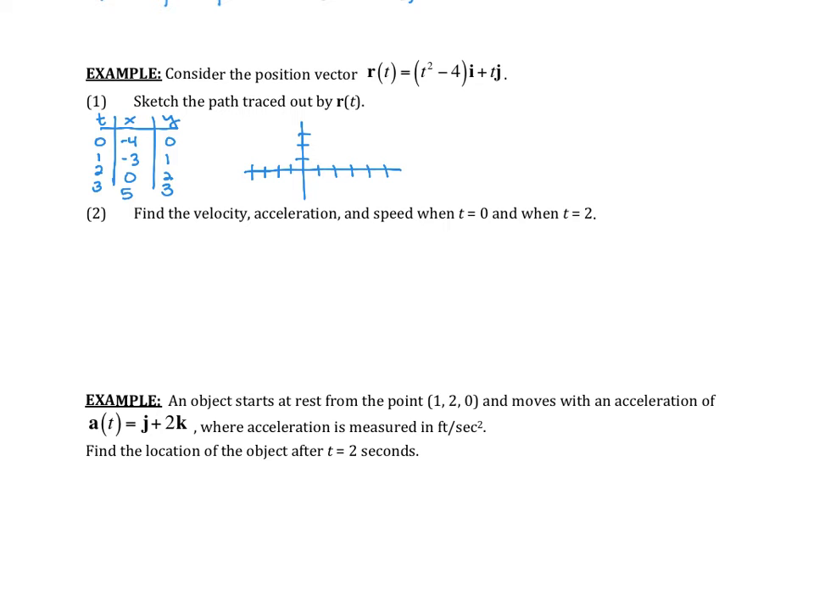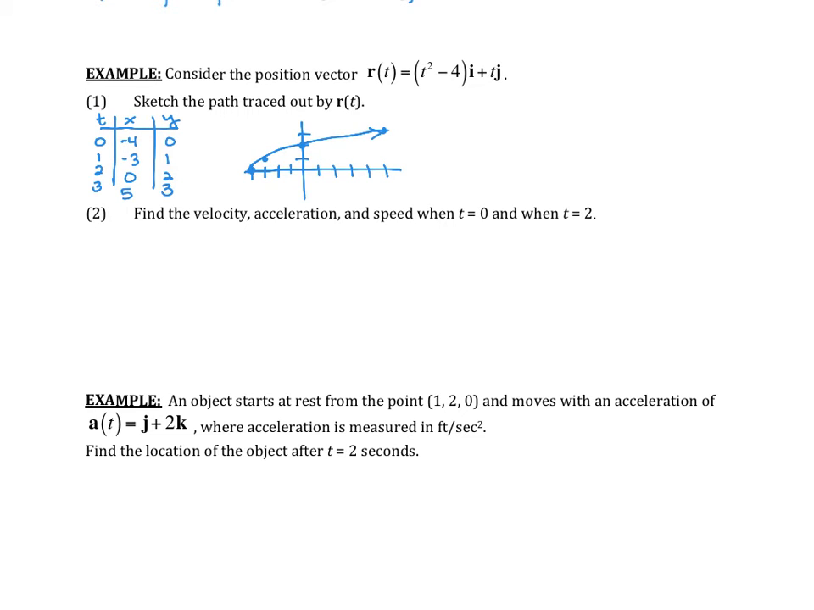If I look at a sketch of this, I would start at (-4, 0). Then I'd move to (-3, 1). And then I'd move to (0, 2). And then I would move to (5, 3). And you can kind of see the shape of this as we move in that direction.